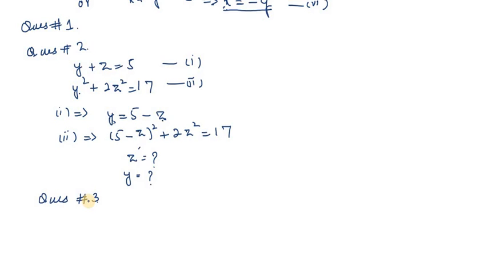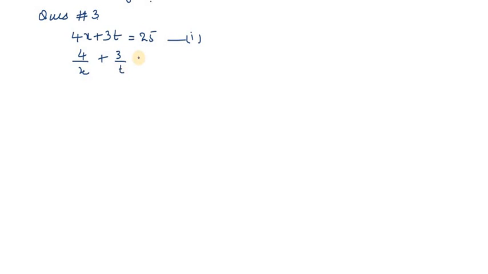See question number 3. In question number 3 of 3.8, there is the equation 4x plus 3t is equal to 25. We say this equation number 1, and the other equation is 4 upon x plus 3 upon t is equal to 2. This we say equation number 2. Solution.